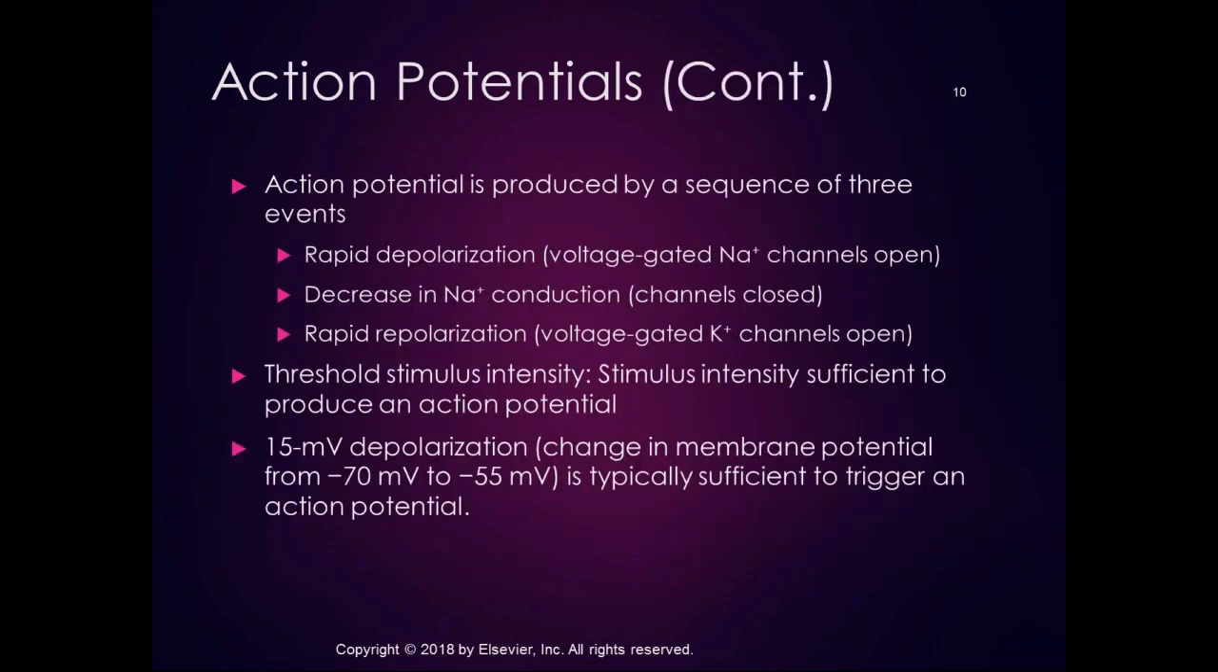Okay, so the threshold stimulus intensity is the stimulus intensity sufficient to produce an action potential. So it doesn't need to be really super big, it only needs to be enough. So a 15 millivolt depolarization, which is a change in the membrane potential from minus 70 millivolts to minus 55 millivolts, is typically sufficient to trigger an action potential. So it really doesn't need very much depolarization to shoot off that nerve signal. So that's nice, right?